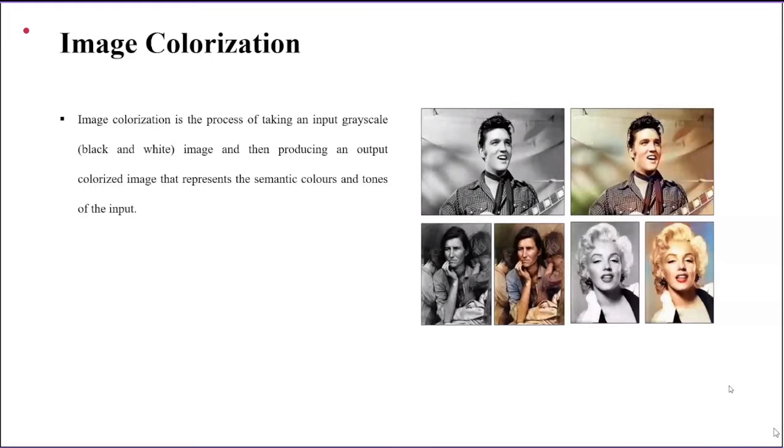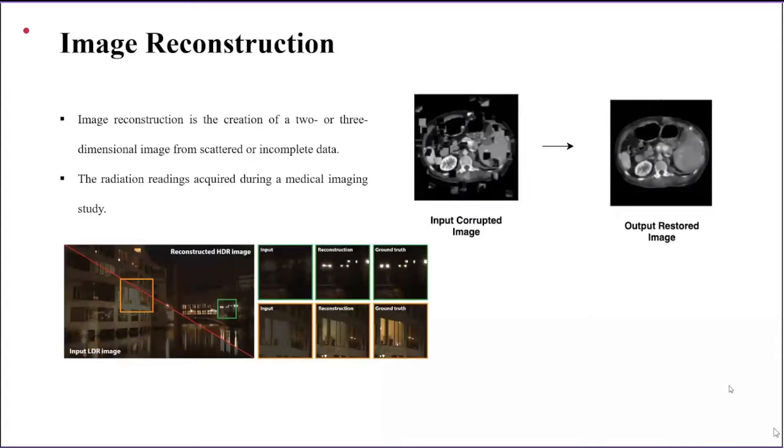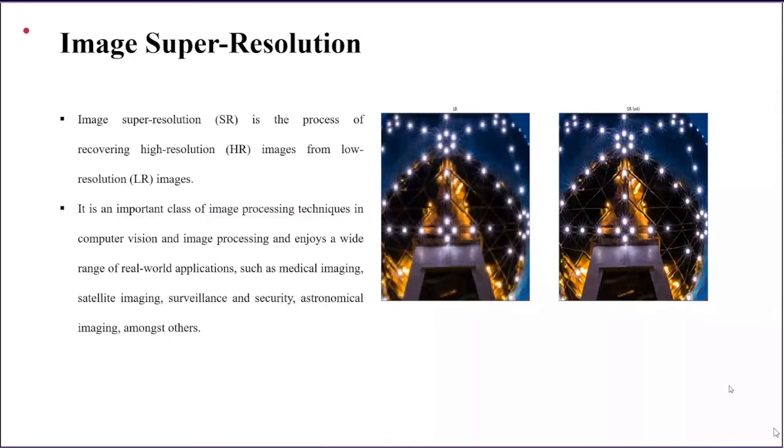The next type of application is image reconstruction. Suppose we have a corrupted image, this corrupted image can be given to the network so that it will reconstruct the corrupted image, and then it will produce a restored output image. Another type of application is image super resolution. In image super resolution, we are converting low resolution images to a super resolution image.